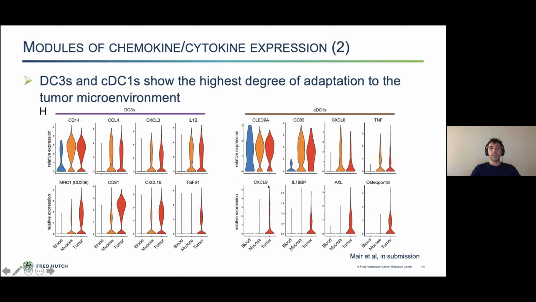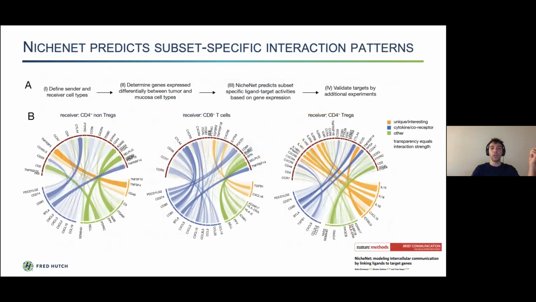Having found that there are these distinct changes in the DC3s and the cDC1s, we were wondering whether we could use our data set to link this back to the crosstalk that is found between DCs and T cells. And for this, we used a tool that has been developed by the group of Yvan Saeys in Belgium, which is termed NicheNet, which I think is a pretty amazing tool. And I briefly want to walk you through the workflow of this tool.